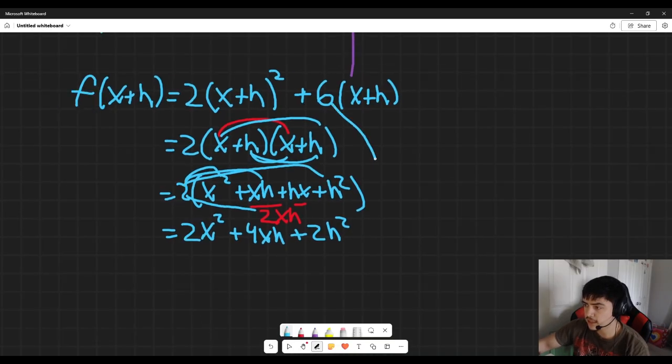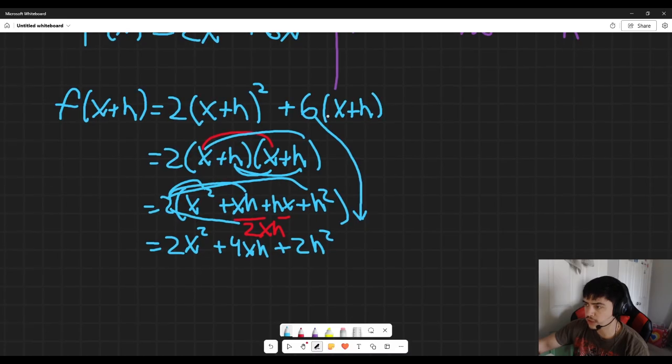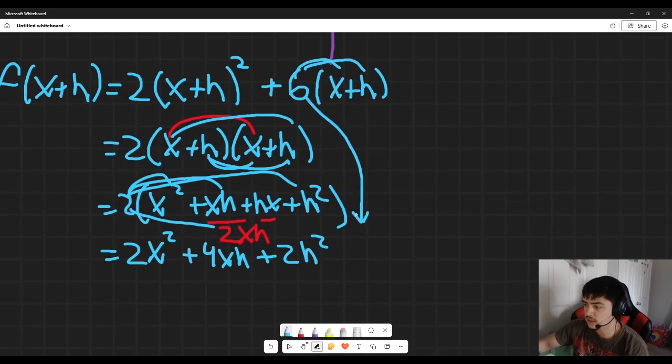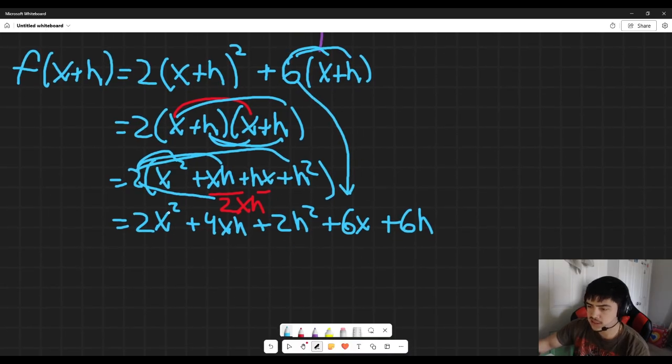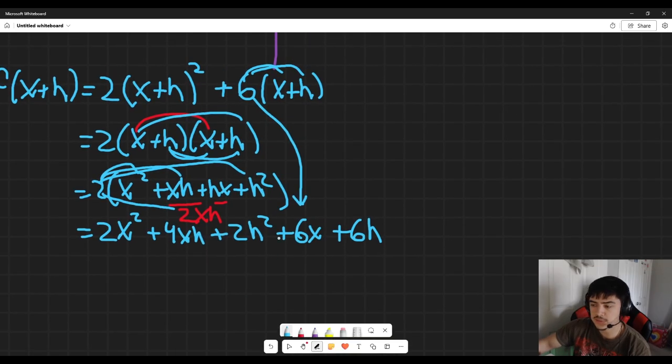And then bringing this down over here, because we haven't done anything yet, all we need to do is just FOIL this 6. So we should get plus 6x and then plus 6h. There we go. And look, we don't really have any common terms here. This is an x squared, this is xh, h squared, x, h. Not any common terms here, so we can't really simplify anything yet.